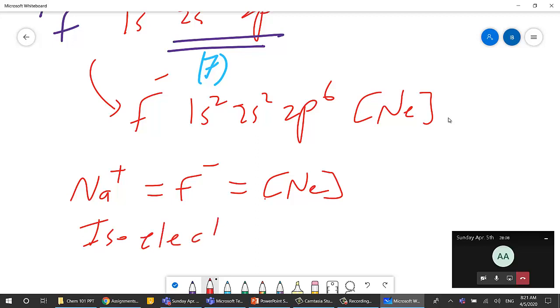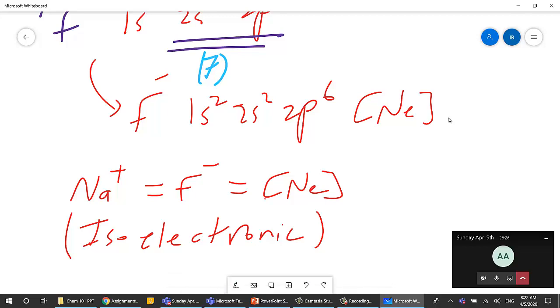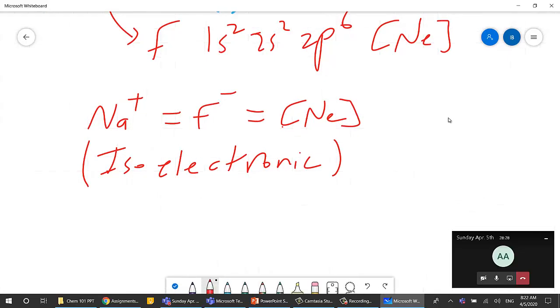The word iso in English means the same, and isoelectronic means they have the same number of electrons. Na+ has the same number of electrons as F- and as Ne. The only difference between these three is that they have a different number of protons.